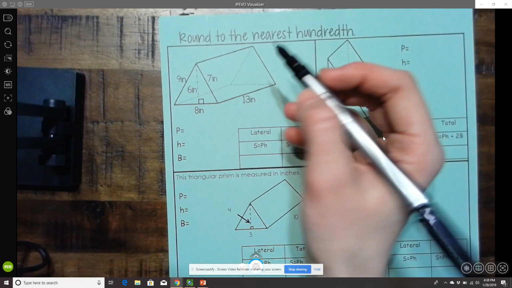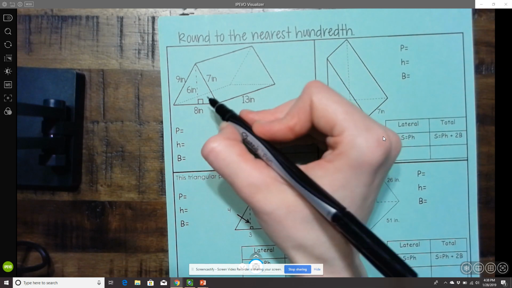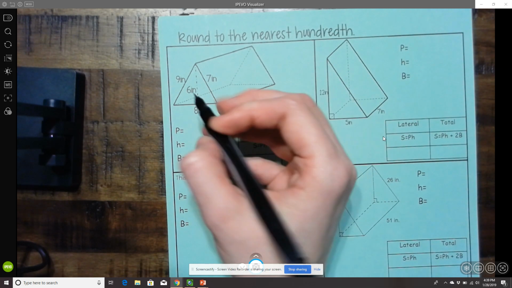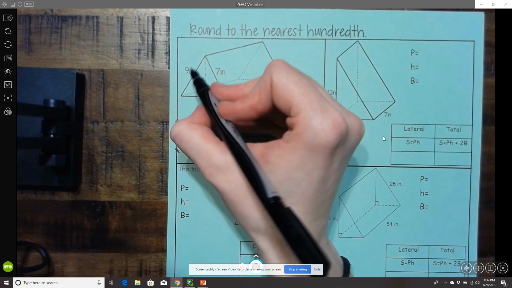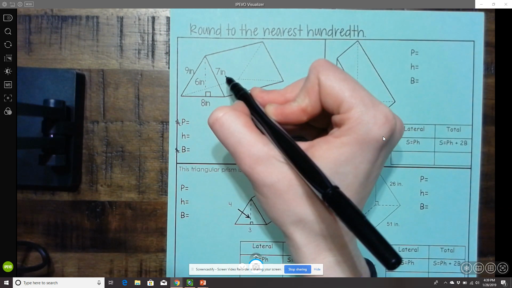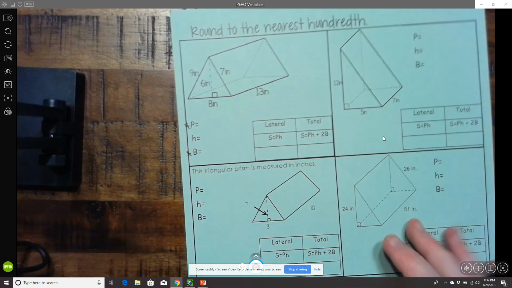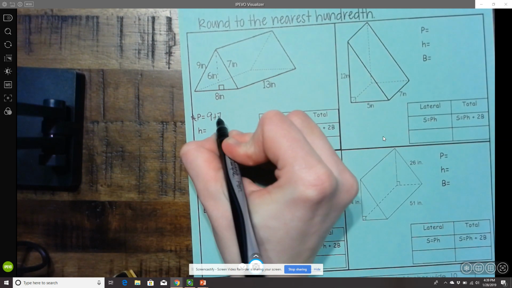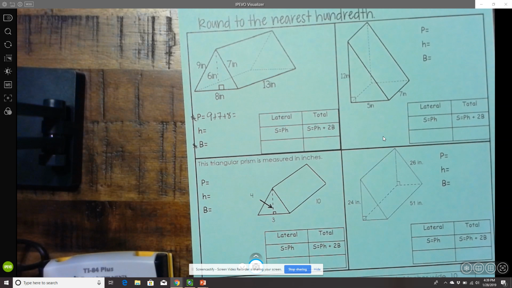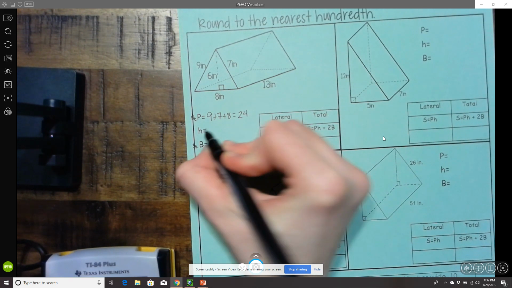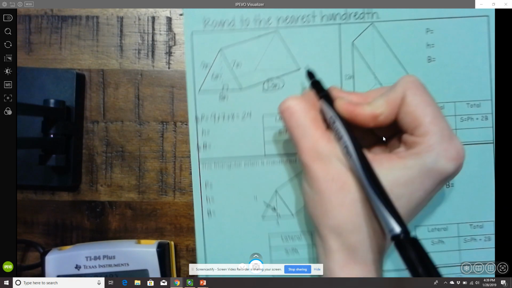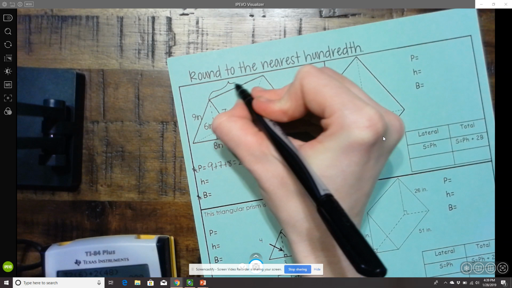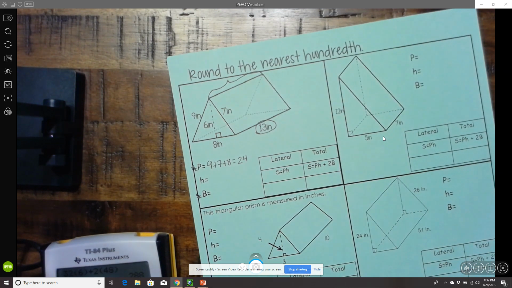Okay, so here we go. Remember, we're doing triangular prisms, so the base is going to be a triangle. So for your P and for your B, we're looking at the triangle. For the perimeter, we would add up the sides, so 9 plus 7 plus 8, and that gives me 24. The height is the height of my figure, so from base to base, from one triangle to the other triangle, that's the height of your figure.